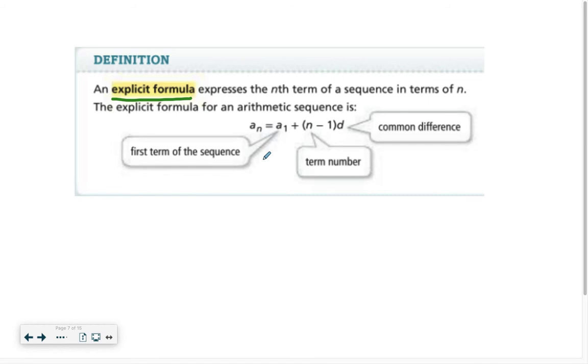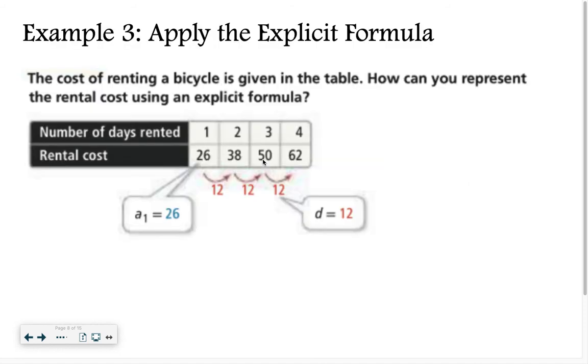Do something. Don't just sit there and stare at the screen and think, will Miss Johnson ever stop talking? It's okay to think that, but do something with this information.